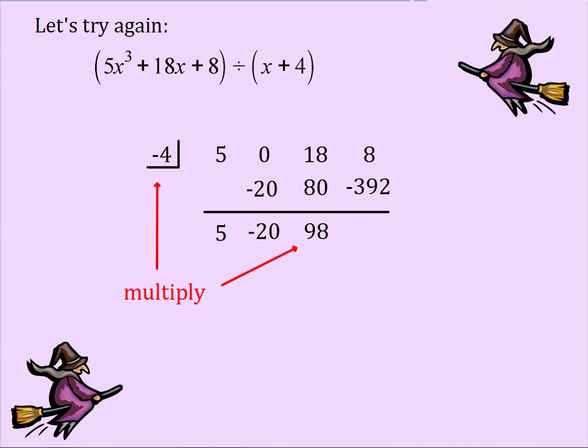Multiply 98 times A and I get negative 392. Add the column and I get negative 384. Put a box around the far right sum. That's my remainder.